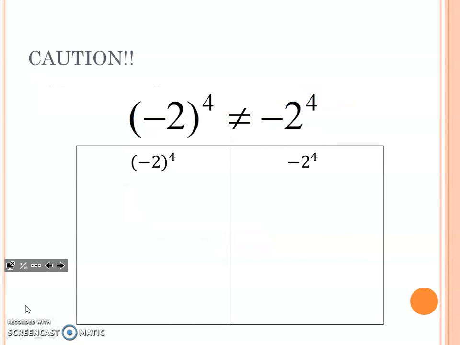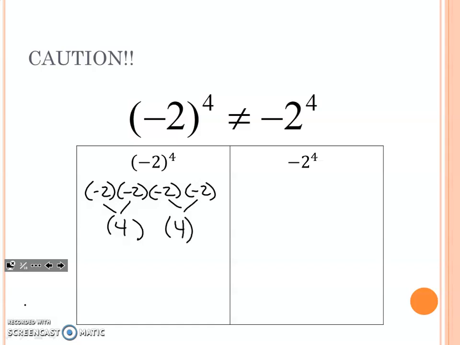Common mistake, something that we need to pay attention to when we are dealing with our exponents, has to deal with parentheses. If I have negative 2, in parentheses, to the 4th power, that is different than negative 2 to the 4th power without parentheses. I want you guys to hear me say that again because the parentheses matter. If I have parentheses around negative 2 to the 4th power, that is 4 negative 2's all being multiplied together. Negative 2 times negative 2 gives me positive 4. Negative 2 times negative 2 gives me positive 4. Positive 4 times positive 4 gives me 16.